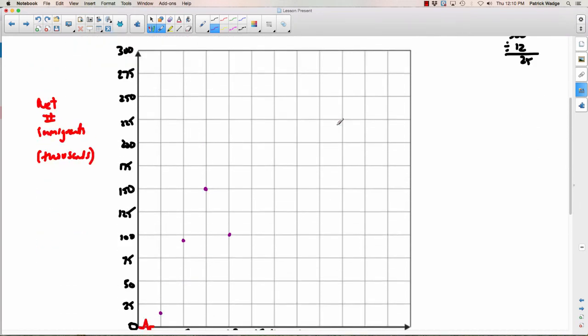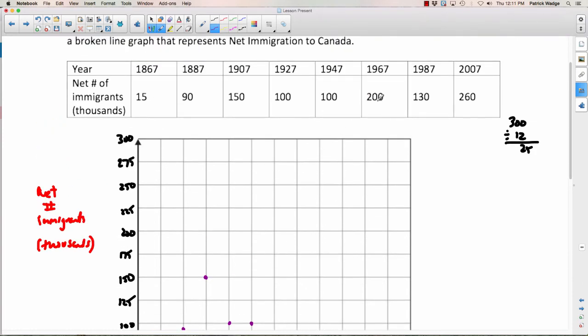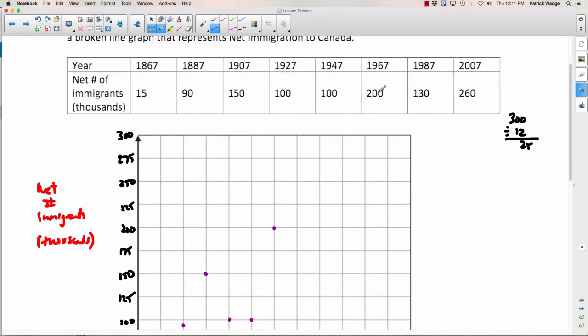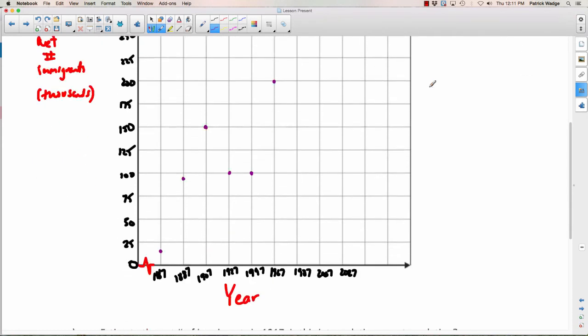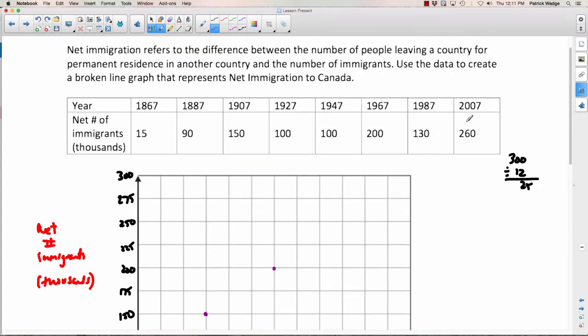1947 is still at 100. Oh, I love all these pretty points we're getting. We're so lucky. 1967, 200. Whoa, we're going way up. Isn't that the summer of love? I believe 1967 was the summer of love. Hippies everywhere. 1987, 130. So we're going back down to 130. So that'd be a little bit above 120. 87, I was in grade 9 or something.